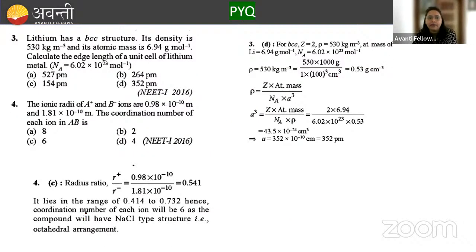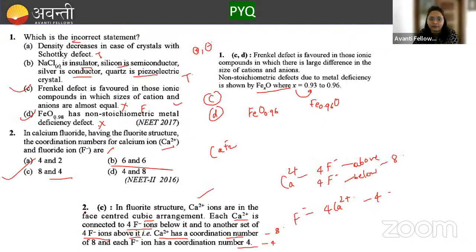Next, lithium has BCC structure. Okay, lithium has BCC structure. Okay, next problem is what? Lithium has BCC structure. Okay, something is happening. Wait a minute.